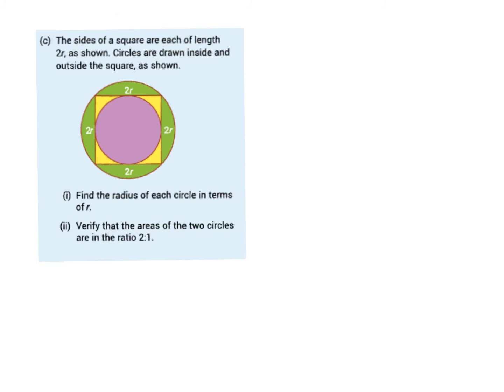Okay, for the next question: the sides of a square are each of length 2r as shown. Circles are drawn inside and outside the square as shown. Find the radius of each circle in terms of r. Okay, so sometimes I think it's handy if you just draw what the radius is, so out to there. If you imagine that's the center point, well, what I can see in that inside circle is that the diameter of that inside circle is equal to 2r, so then the radius is just equal to r, because if it's 2r, just divide it by 2 as we know to get the radius. So that one's not an issue.